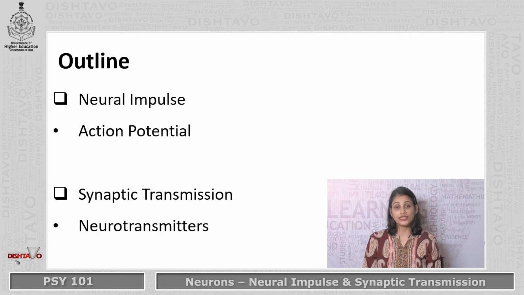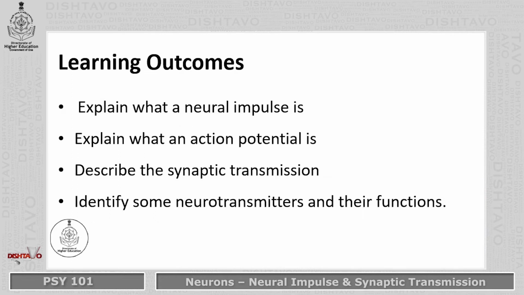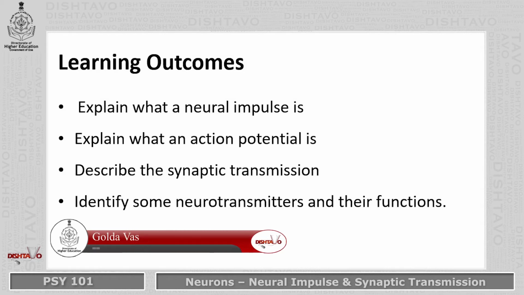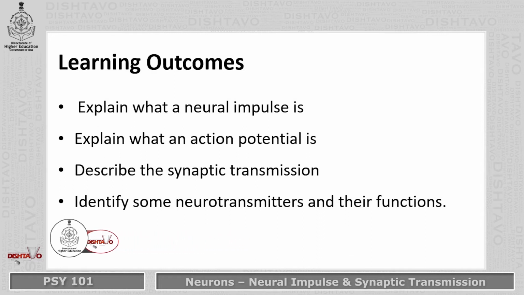Briefly, I will discuss the neural impulse, specifically about action potential, the synaptic transmission, and the neurotransmitters that are present in our body. At the end of the class, you will be able to explain what a neural impulse is, describe and explain what an action potential is, describe the synaptic transmission, and identify some neurotransmitters and their functions.